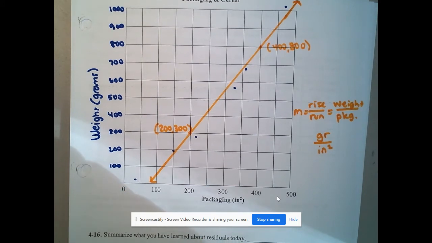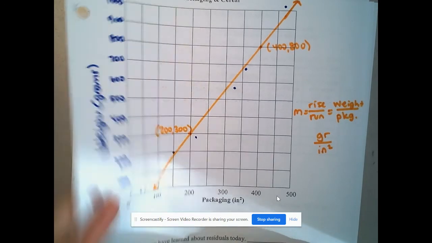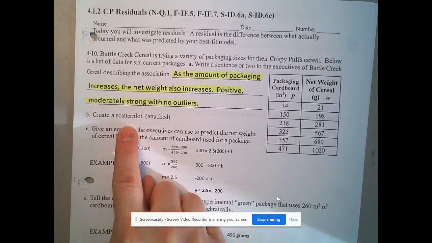So moderate because they are linear, but they're not like, oh, look at that line. They're a little bit more spread out. And I don't see any outliers. I don't see any points that are so far away from my fitted line that they're causing a problem. I didn't have any dots that were so far away that it was really pulling my line in one direction or another. All right. So first thing I did was create the scatter plot.